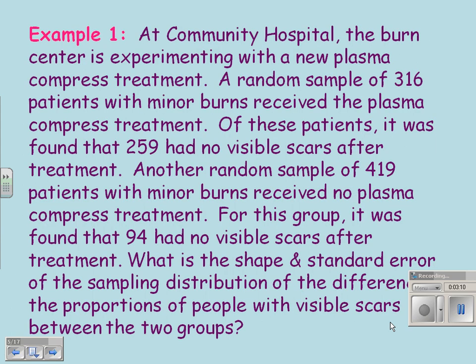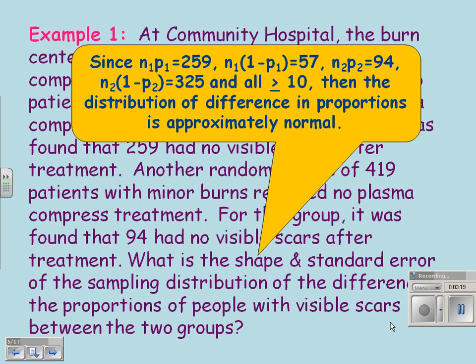So back to our situation, if you remember this question: what is the shape and standard error of the sampling distribution for these different proportions of people with visible scars between the two groups? So first we have to check normality. Since n1 p1 is 259 and n2 times 1 minus p2 is 325, and then we check the other ones as well, and they're all greater than or equal to 10, we're able to say that the distribution of the difference in proportions is approximately normal. We had to check all four.